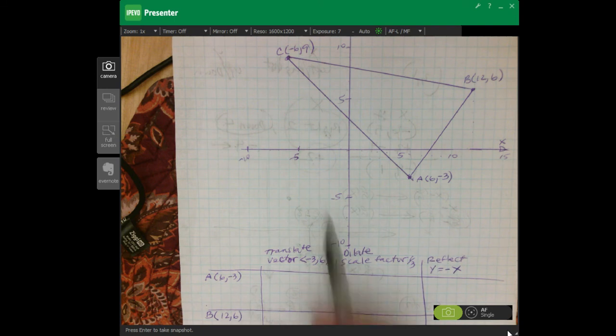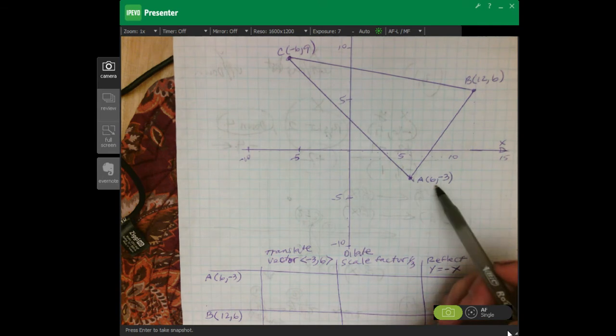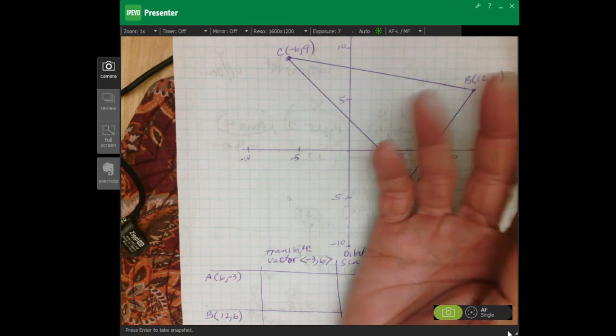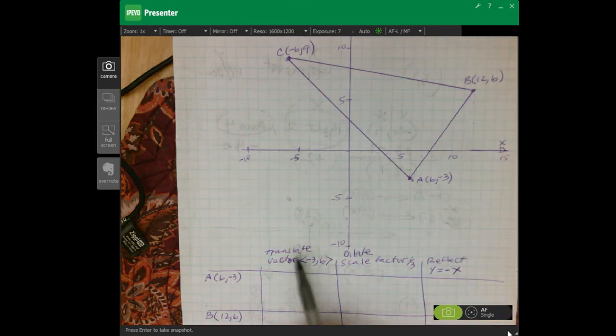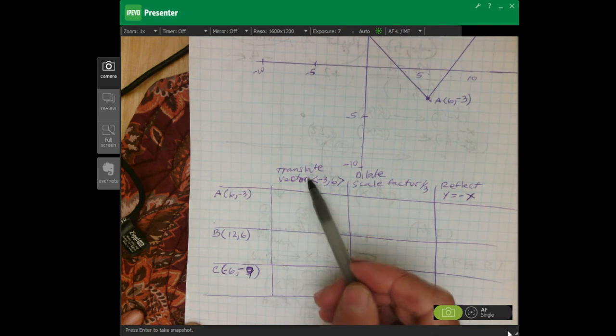You do that transformation, and then you move on. So we're going to start off with this triangle ABC, with the points (6, -3), (12, 6), and (-6, 9). And we're going to use these three transformations. First, we're going to use a translation with this vector <-3, 6>. We're then going to dilate it. We're going to start with these points right here, and we're going to find 3 new points from this translation.